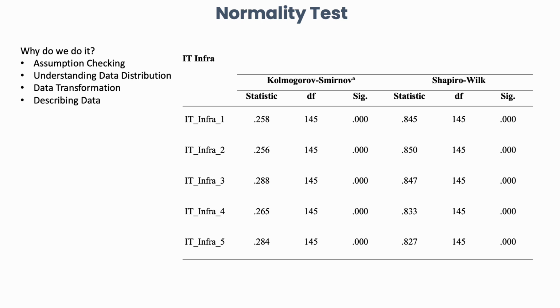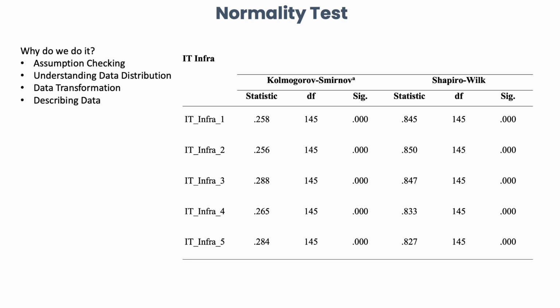Normality tests. Why do we do normality tests? There are a couple of reasons. Number one, assumption checking. Many statistical tests such as the t-test, ANOVA, and linear regression assume that the data are normally distributed. The validity of the results from these tests might be compromised if this assumption is violated. Therefore, conducting normality tests is an important step in the data analysis process. It helps us ensure that the assumptions of the subsequent statistical tests are met.